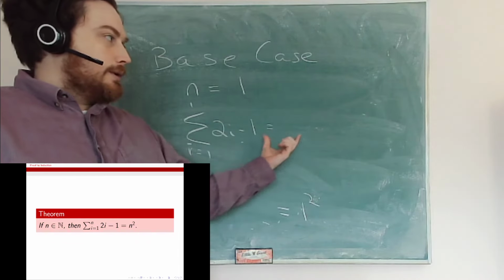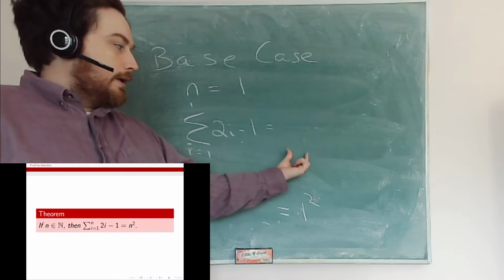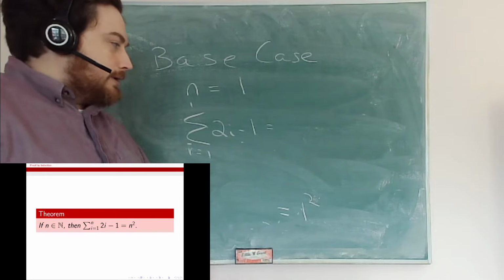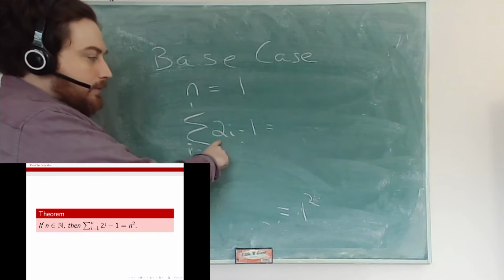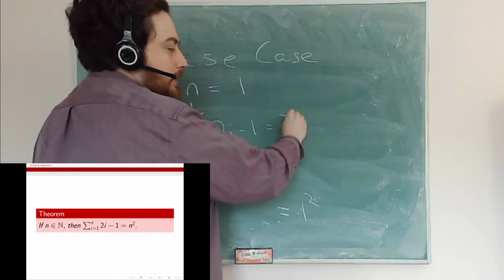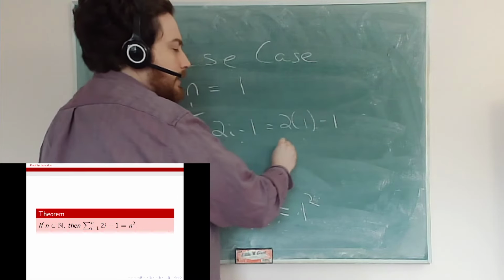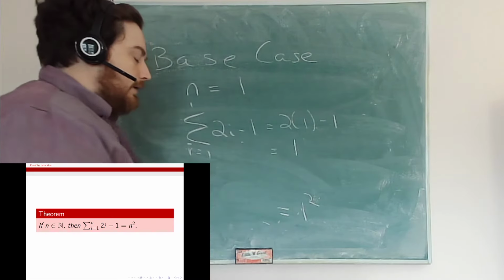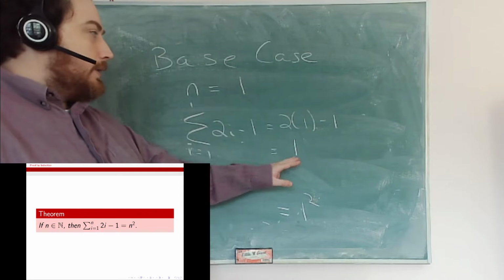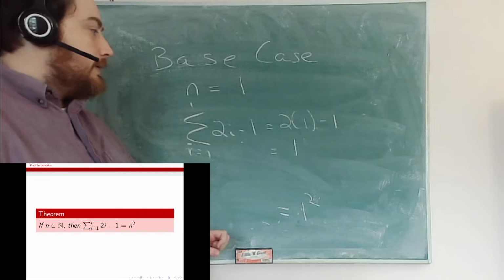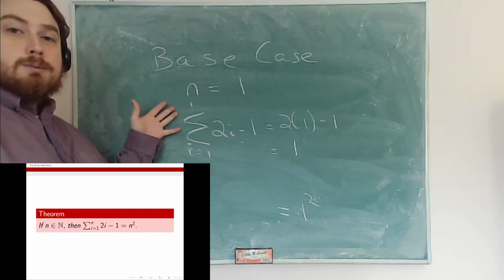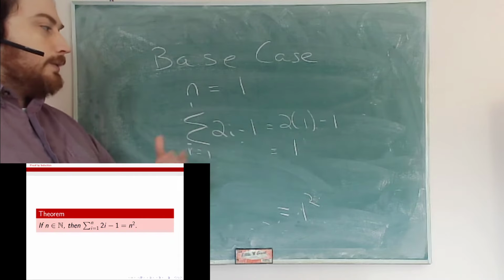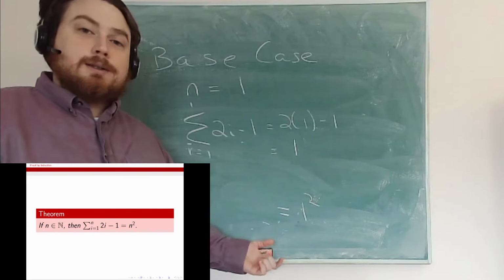Notice I'm not assuming these are equal. I'm going to write out some type of list here so that I make sure they're the same. But if I plug 1 into this, what I get is 2 times 1 minus 1, which is 2 minus 1, which is 1. But then 1 squared is 1. So what we've shown is that at least for n equals 1, the theorem is true, that the sum from 1 to n of 2i minus 1 is indeed equal to n squared.